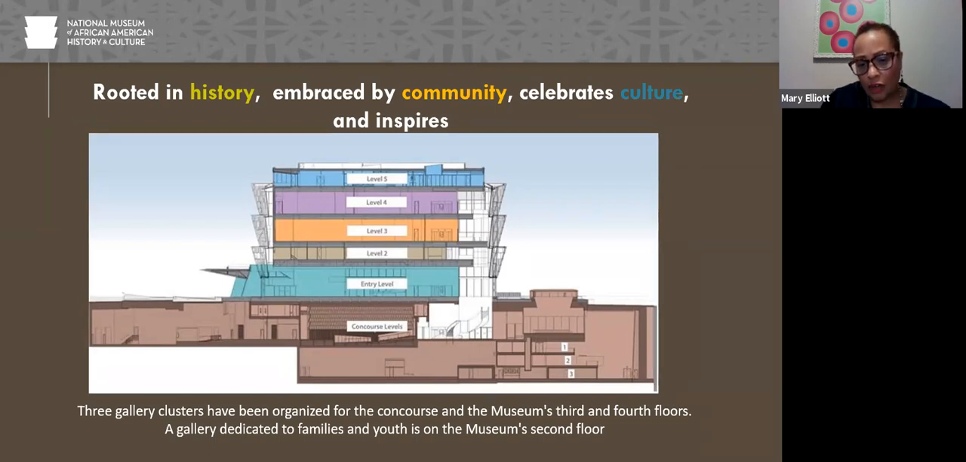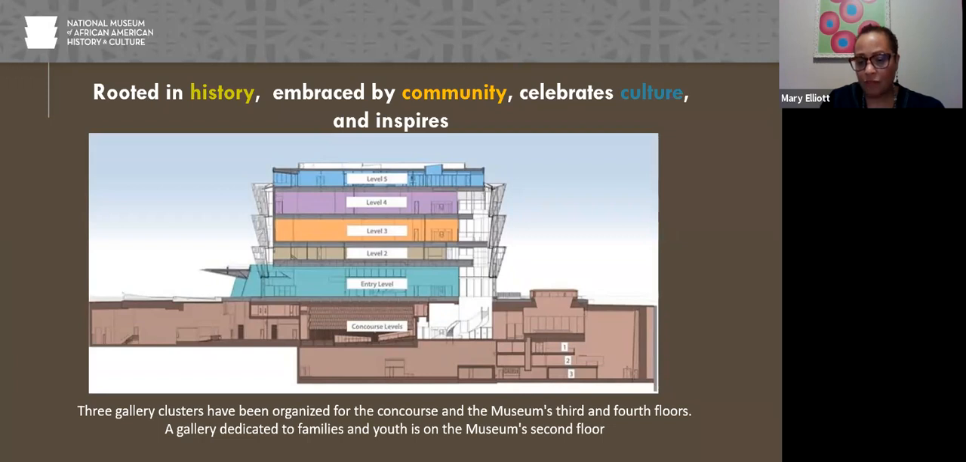And so as we go down, you see this is the history gallery. In the history gallery, on the very bottom level is the Slavery and Freedom exhibition, foundational at the heart of the museum. The second level is segregation, where we look at the end of Reconstruction all the way to the modern civil rights era.